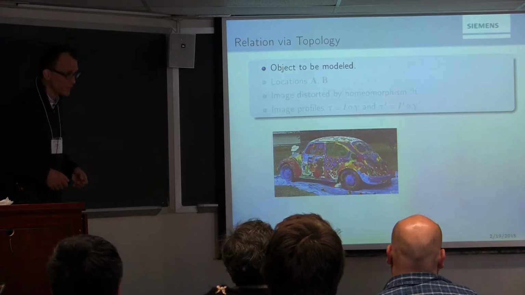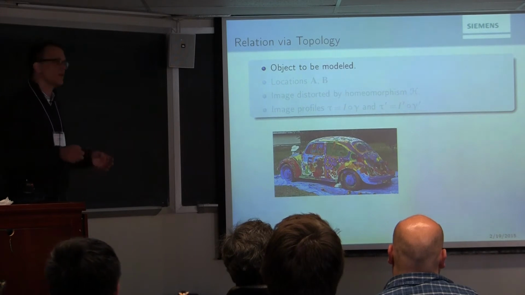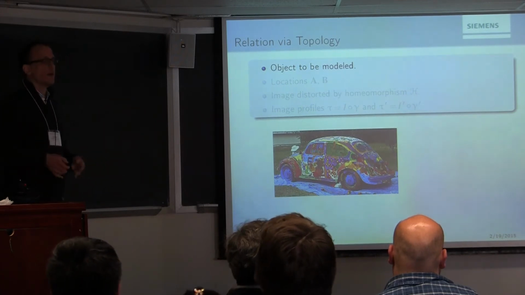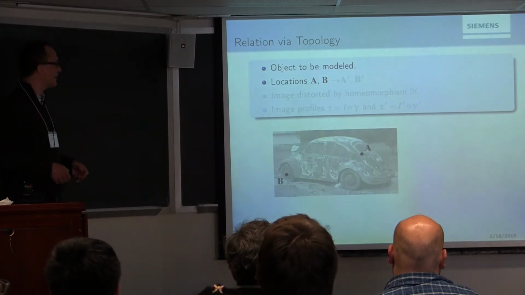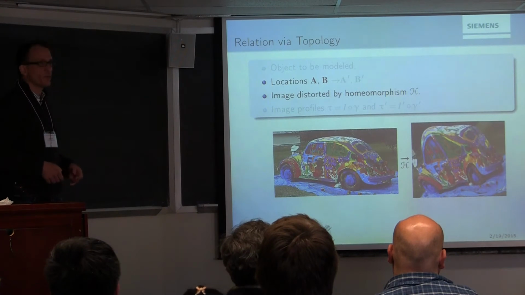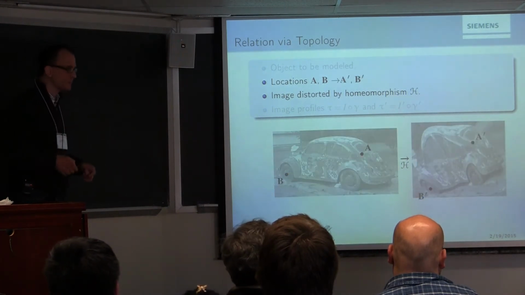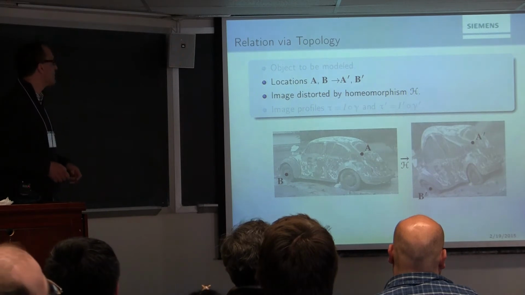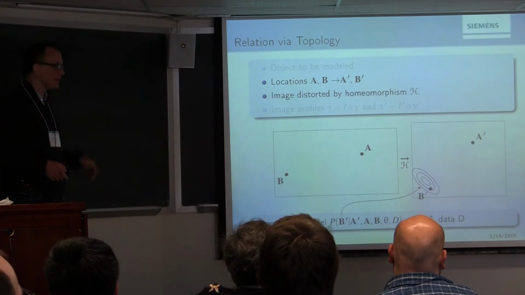So let's look at an example. What you see here is an object that is to be modeled, for example, for the purpose of recognition or identification. Then we choose 2 arbitrary locations on the object, A and B, and then under a smooth deformation, these locations move somewhat arbitrarily, right? Now, how is this situation typically addressed, particularly in this domain?